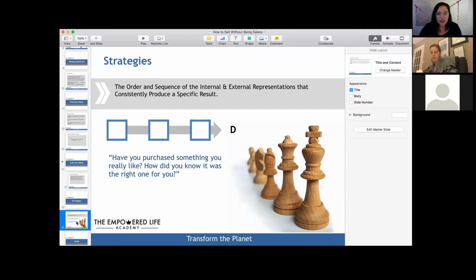In the sales training or in the practitioner training, we also teach you how to read their eye patterns at this moment, because they might not remember or they may not be able to describe to you how they knew it was the right one, but their eye patterns will tell you. At this point, though, just asking the question should give you some information to use. So for example, if you say, have you ever purchased something you really like? How do you know it was the right one for you? And they'll tell you how they bought that thing.